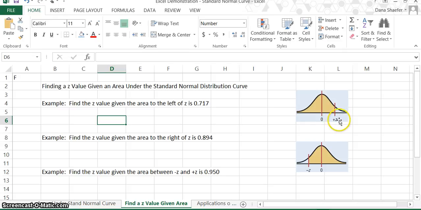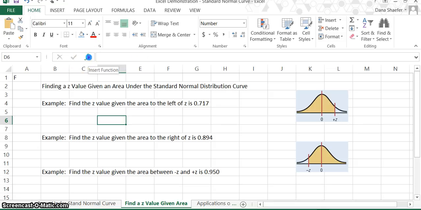Or the z-value. And so I'm trying to find z in these calculations. This is opposite. This is the inverse of what we did when we found the areas under the standard normal curve. So the function that I'm going to use is the inverse standard normal curve function.